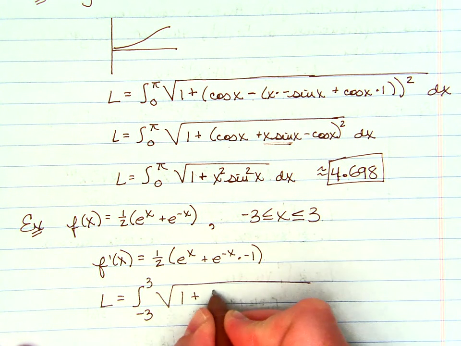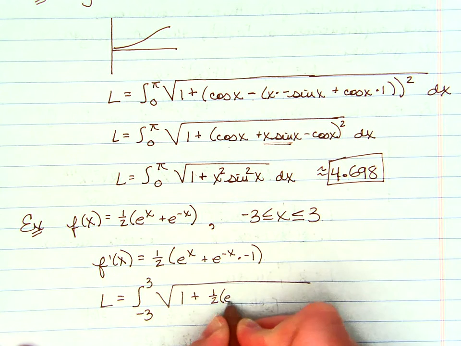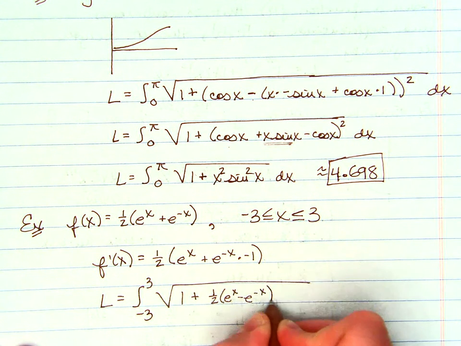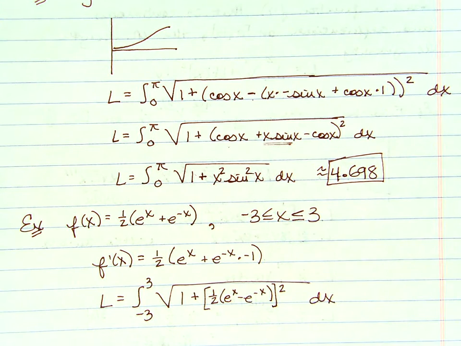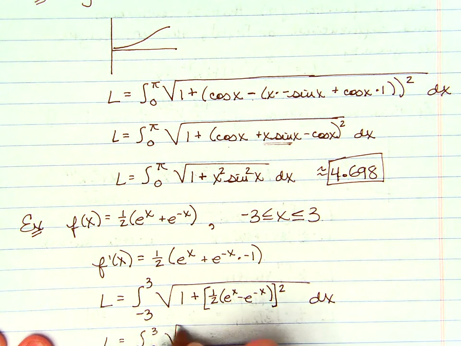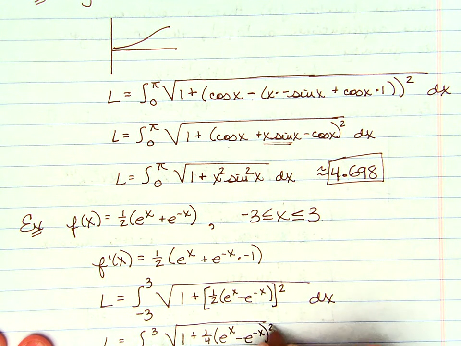This is going to be the integral from -3 to 3 of the square root of 1 plus 1/2 e to the x minus e to the negative x. That whole thing needs to get squared, dx. It's fine to go into the calculator like that. I might do a tiny bit of simplifying just because I can: 1 plus 1/4 times e to the x minus e to the negative x squared dx. Go to the calculator, do your fnInt, and let's see what you can get out of this. Just be careful with some parentheses.